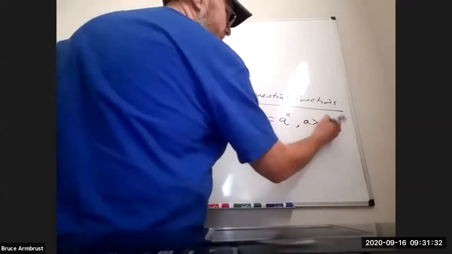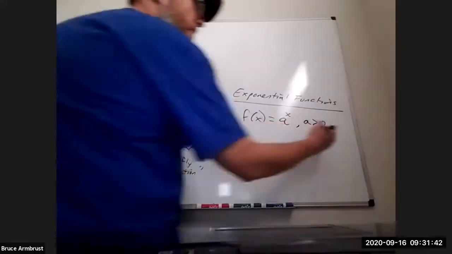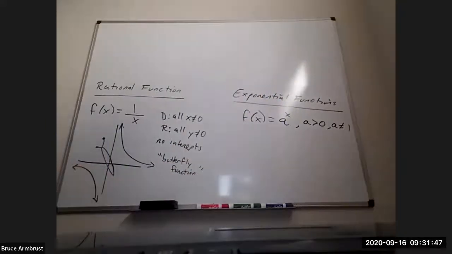So some things about A. It actually has to be bigger than 0. So we can't have negative bases. We also can't have 0 as a base. But there's one more, and that is that A cannot equal 1. So if A is any positive number other than 1, then it's an exponential function.